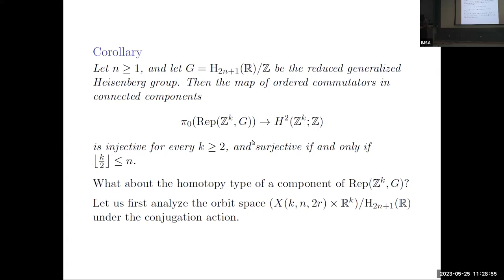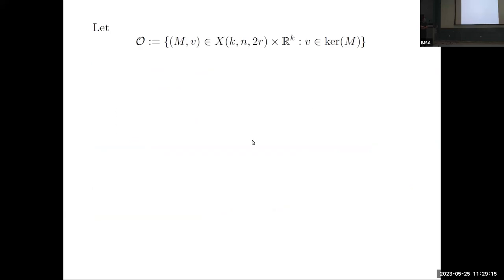The following things haven't really been checked carefully, so what follows is only an idea, right? So I just want to understand this space after I take the conjugation action. And that actually has a very nice description. So just take a matrix and take vectors in the kernel of that matrix.